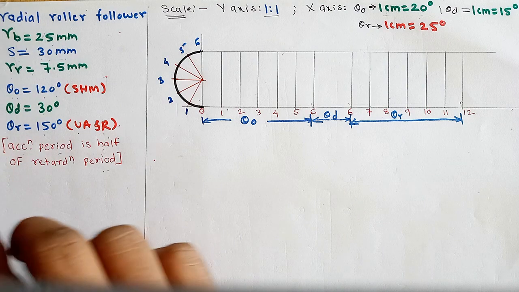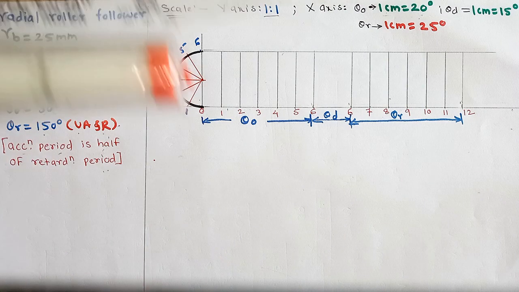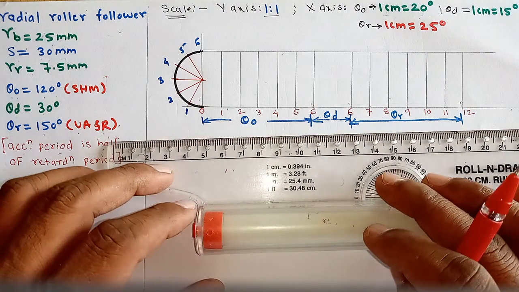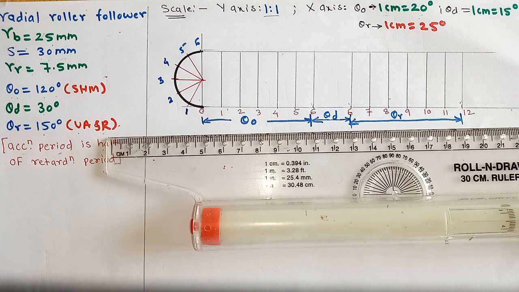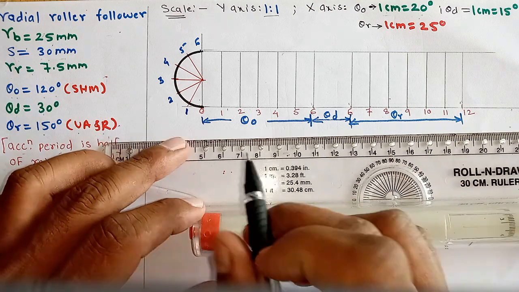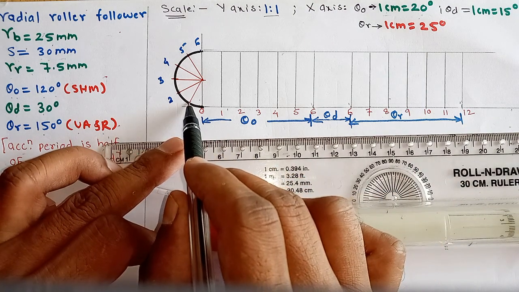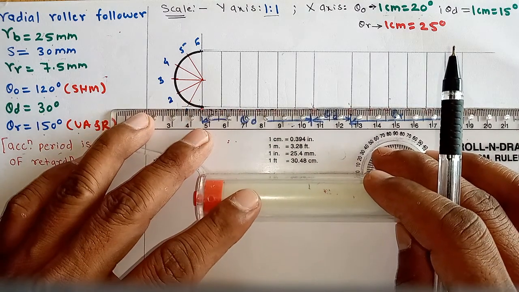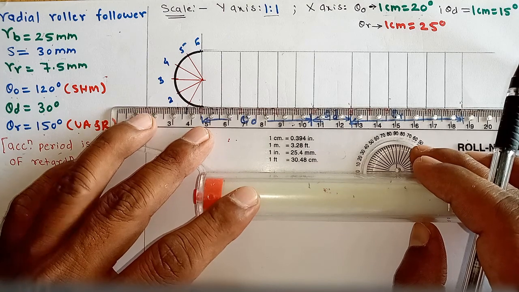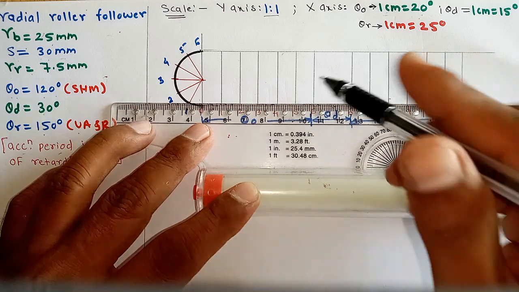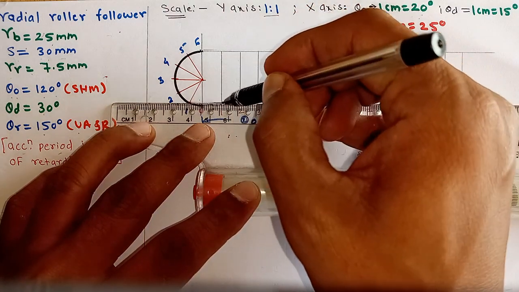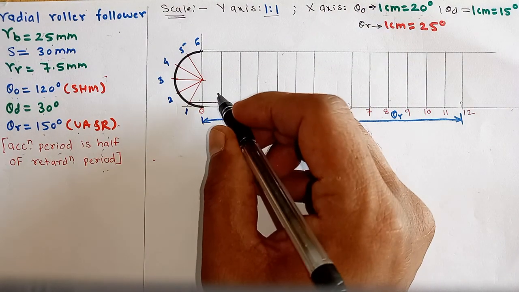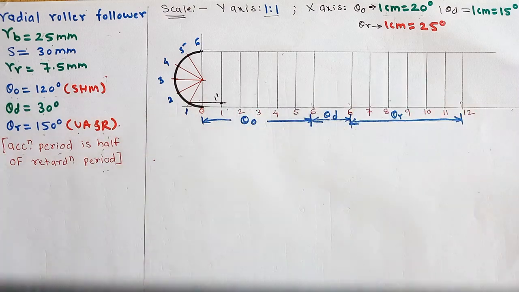Now let us project these divisions on the semi-harmonic circle across the divisions of the outstroke angle by drawing lines parallel to the x-axis. So line coming from 1 will intersect the division line number 1. So projection line number 1 will intersect division line number 1 at 1 dash.